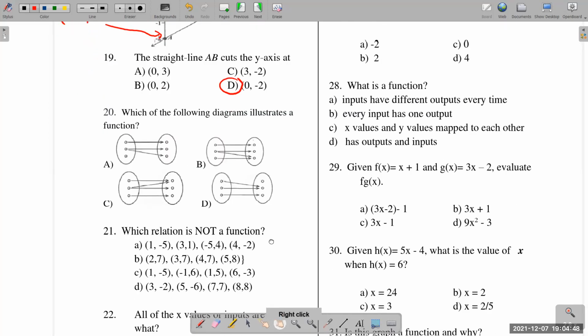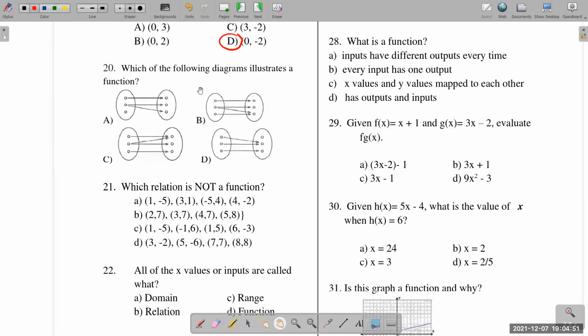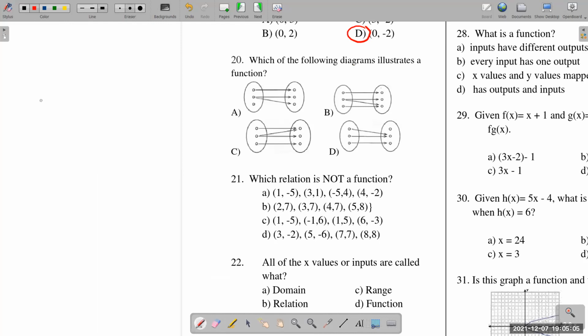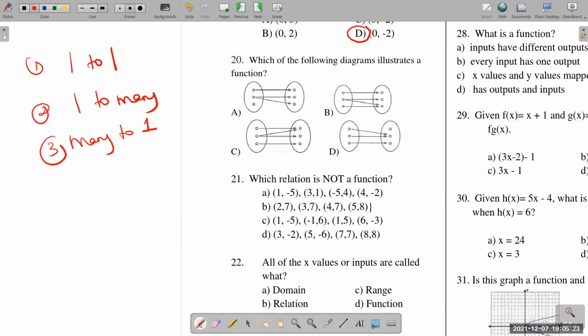Let's keep it moving. Which one of the following diagrams is a function? Anybody remember which ones are functions? We did this in relations. Let's go back again. What are the different types of relations that we have? You have a one-to-one, a one-to-many, a many-to-one. Which ones are the functions out of the three of them? 1 and 2, 1 and 3, or 2 and 3?